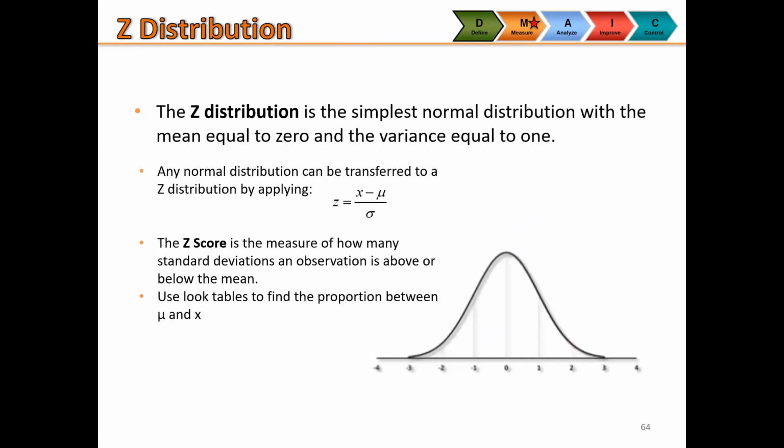And the Z distribution is kind of what we have for my weight. It's the simplest normal distribution, where the mean is equal to 0 and the variance is equal to 1. Or if you think about the standard deviation, as we move right and left, each one of these lines represents one standard deviation. So 6 sigma would be no more than 3 standard deviations to the right of the mean, and no more than 3 to the left of the mean.